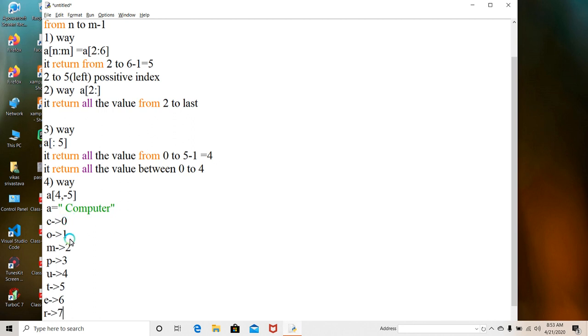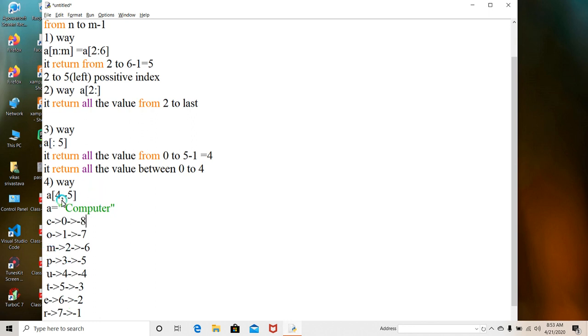And if we are accessing from the right side, from R to C, the indexing will become minus 1, minus 2, minus 3, minus 4, minus 5, minus 6, minus 7, and this one is on minus 8.